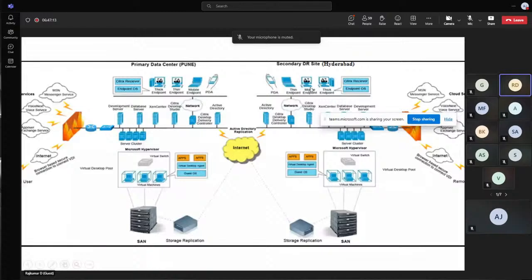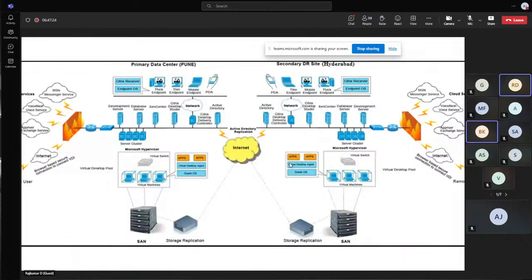All right, coming back to this picture. Active Directory is replicated, so users can log in from any system. Internet is connected. Primary server is in Pune, secondary is, I mean, the DR site is in Hyderabad. Is this a good architecture for primary and secondary, or does somebody see a problem?